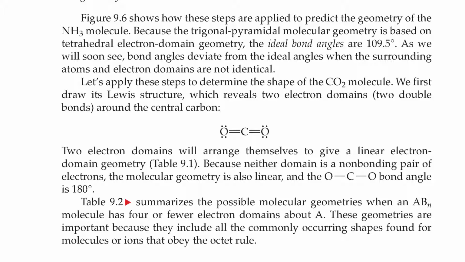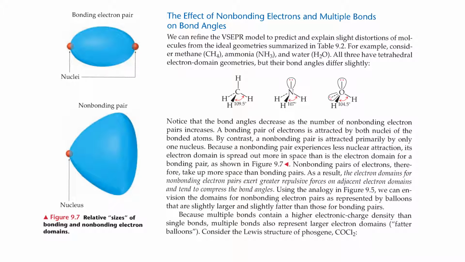Table 9.2 summarizes the possible molecular geometries when an ABn molecule has 4 or fewer electron domains about A. These geometries are important because they include all the commonly occurring shapes found in molecules and ions that obey the octet rule. The effect of non-bonding electrons and multiple bonds on bond angles. We can refine the VSEPR model to predict and explain slight distortions of molecules from the ideal geometries summarized in Table 9.2. For example, consider methane, ammonia, and water.